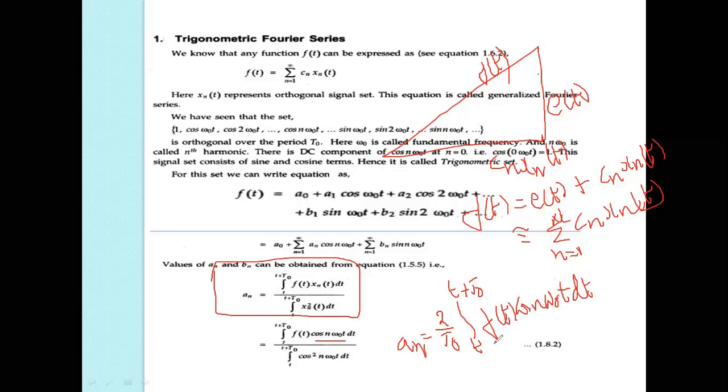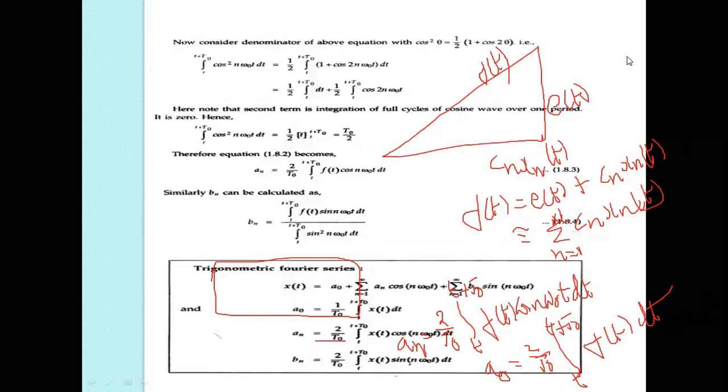By substituting n equal to 0 here, a0 will get the 2 by T naught integral from t to t plus T naught of f of t into cos 0, which is 1, dt. The same function we got here. So for cos square n omega naught t, after deriving the expression, we got T naught by 2 as the denominator, and in the numerator the 2 by T naught. An is equal to 2 by T naught integral from t to t plus T naught of f of t cos n omega naught t dt.